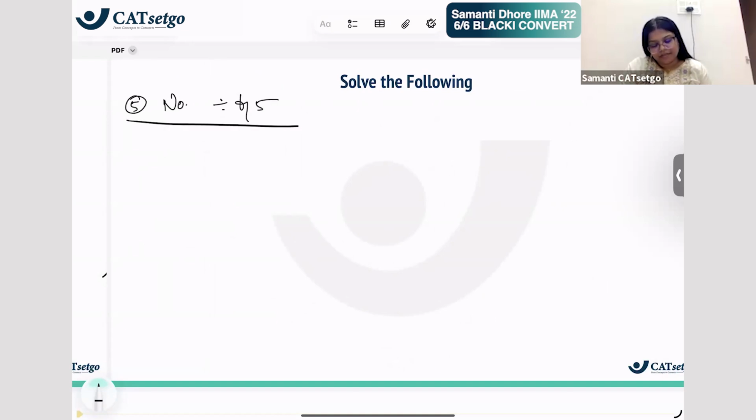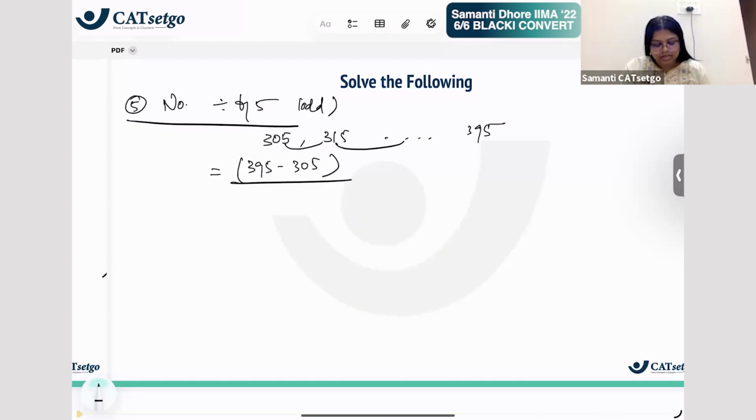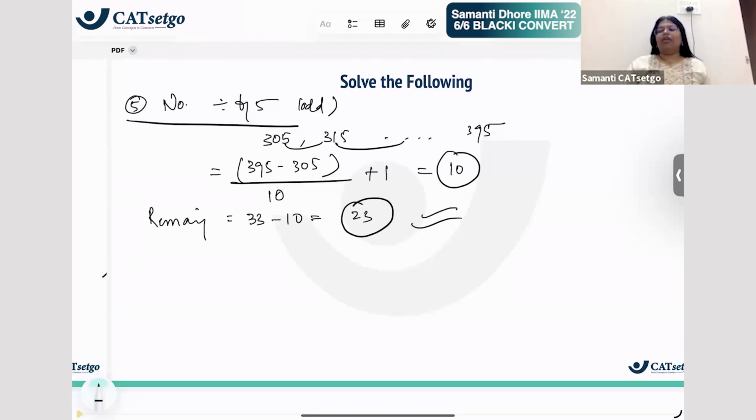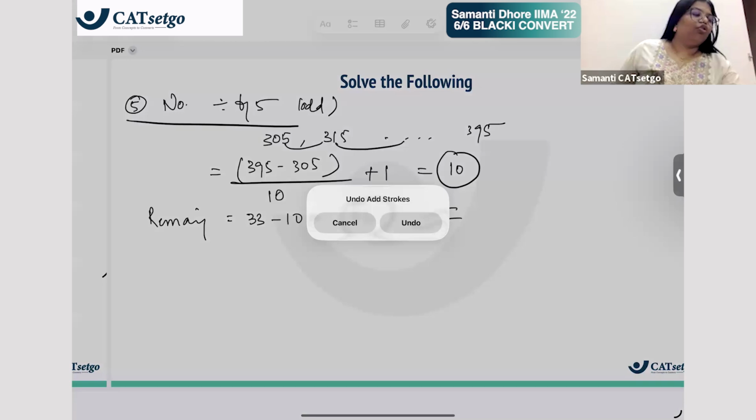How many numbers are divisible by 5? Again, I consider only odd ones because even ones are already eliminated. So it starts from 305, then 315, and so on. It will go till 395, right? So how many are these, with boundaries included? 10 का skipping है, 10 plus 1 because boundaries are included. This is 99 plus 1, 10. So 10 I eliminated. So out of 33, I eliminate 3. Now 23 numbers left that are not divisible by 2, 3, 4 or 5.